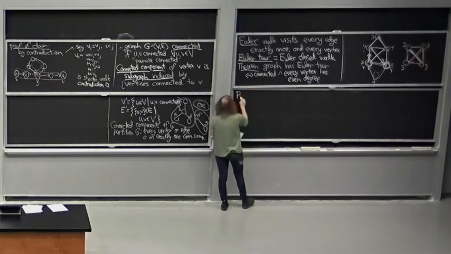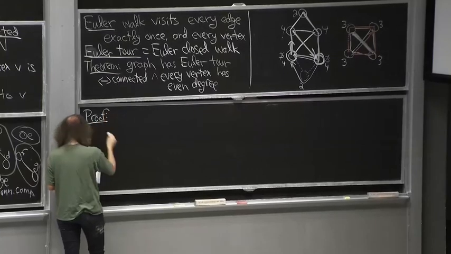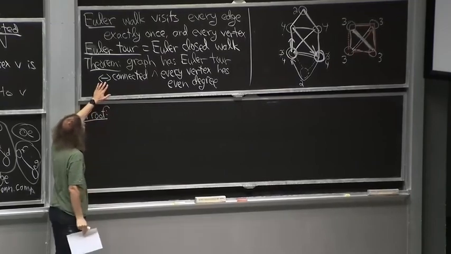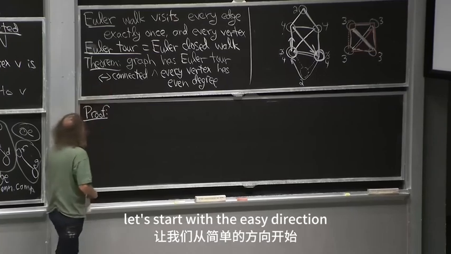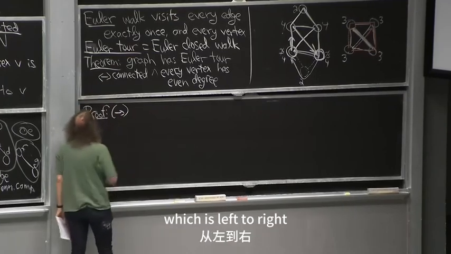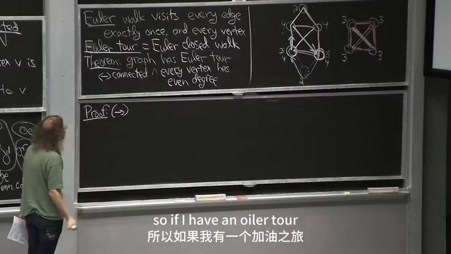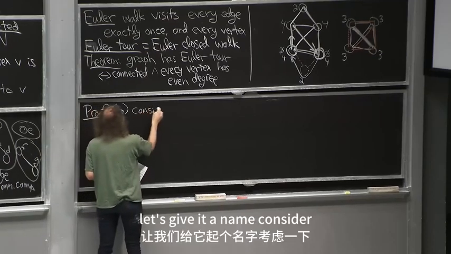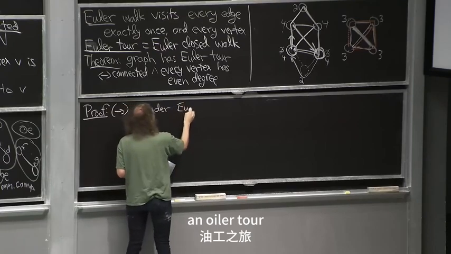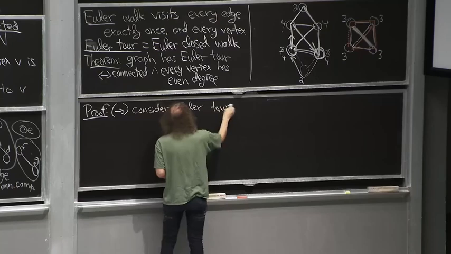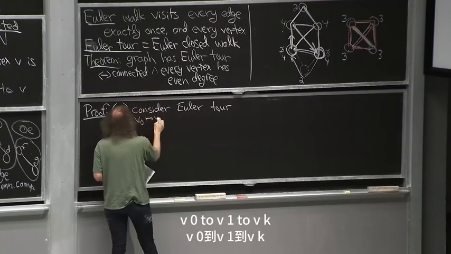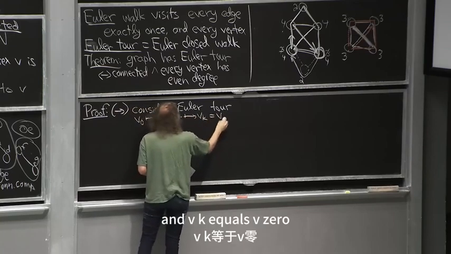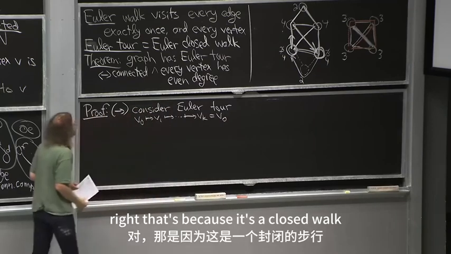OK. So again, the top level statement here is an if and only if. So we need to prove each direction separately. Let's start with the easy direction, which is left to right. So if I have an Euler tour, let's give it a name. Consider an Euler tour, v0 to v1 to vk, and vk equals v0. Right? That's because it's a closed walk.